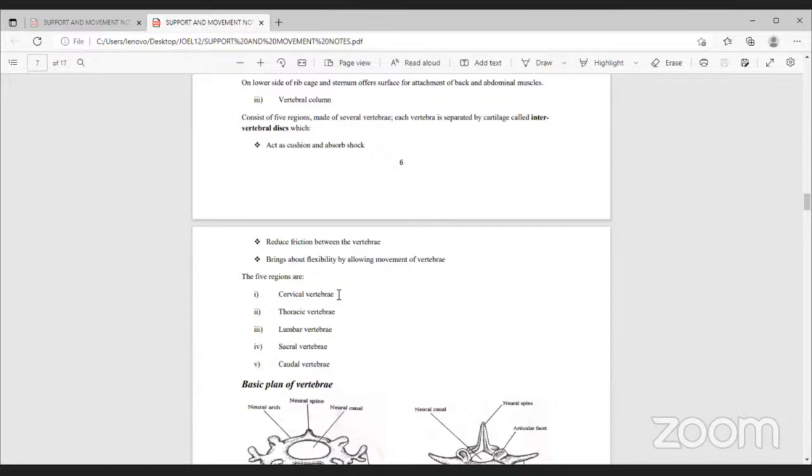Then we have the lumbar vertebrae. Those ones are found in the lumbar region. The lumbar region here, we are talking about the back region. That is where we have the lumbar vertebrae. In human beings, the lumbar vertebrae are 5.